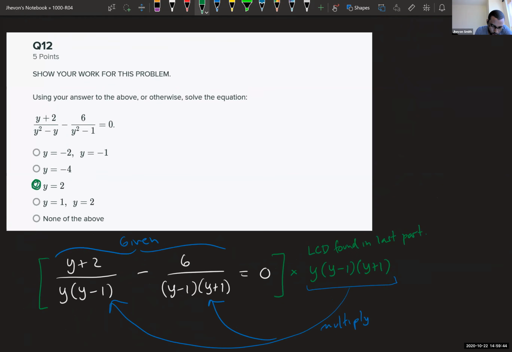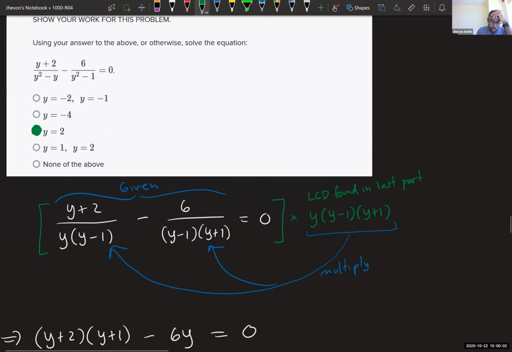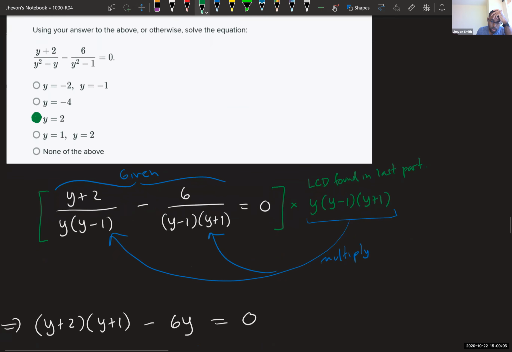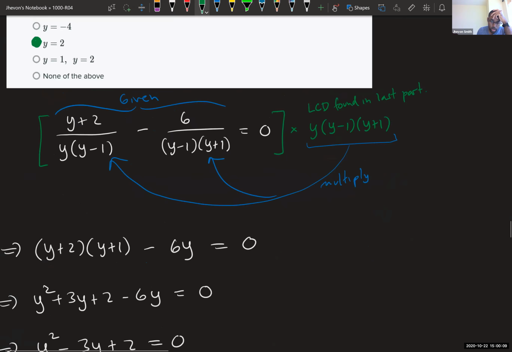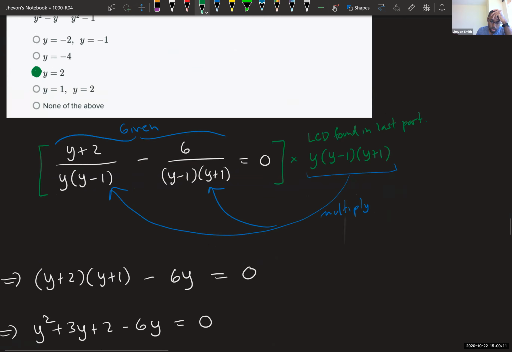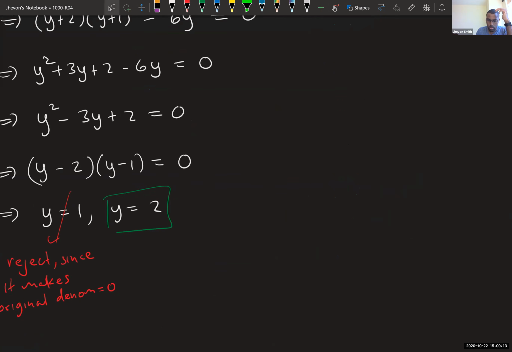So that'll be that guy. You'd realize that if you plug in 2, you get 4 divided by 2 minus... yes. Did the 2 work? Let's see. Let's make sure.